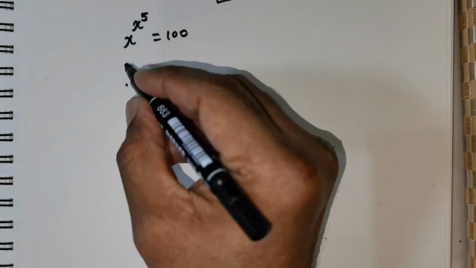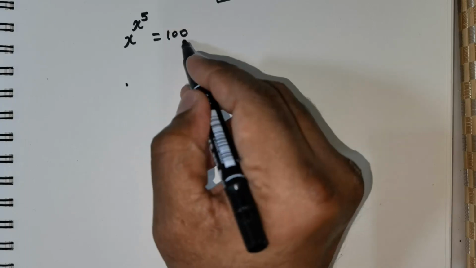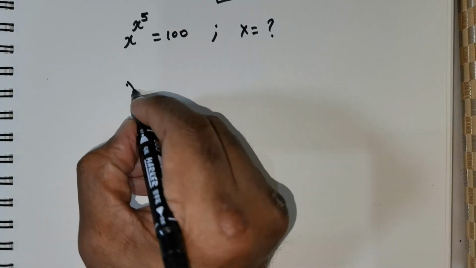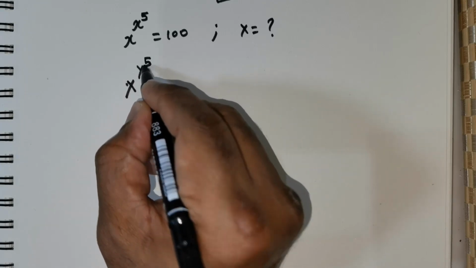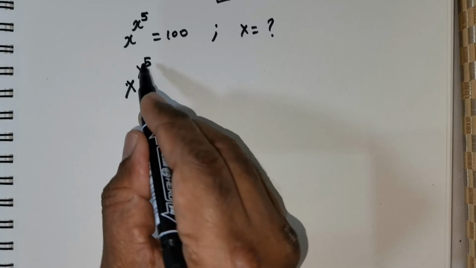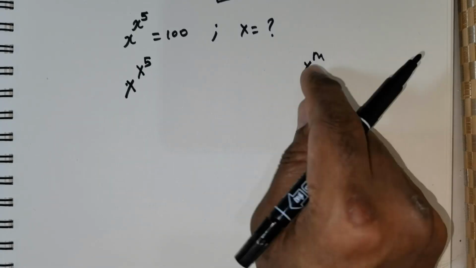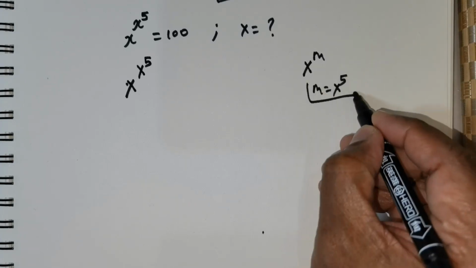How to solve x raised to the power of x raised to the power of 5 is equal to 100. We are expected to find the value of x. Now let me rewrite this: x raised to the power of x raised to the power of 5. Now just think of this as x raised to the power of m, where m is equal to x raised to the power of 5.